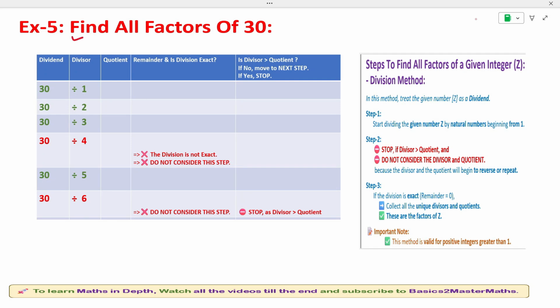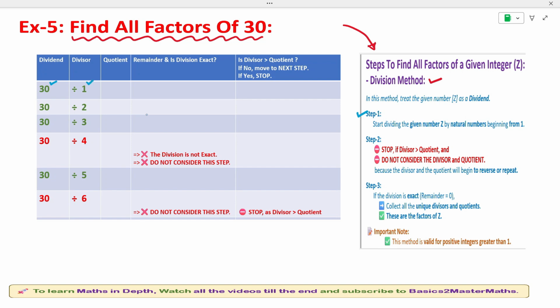Today, we will see how to find all factors of 30 using division method. Before solving the problem, please go through the below steps. Step 1. Start dividing 30 by the natural numbers beginning from 1.